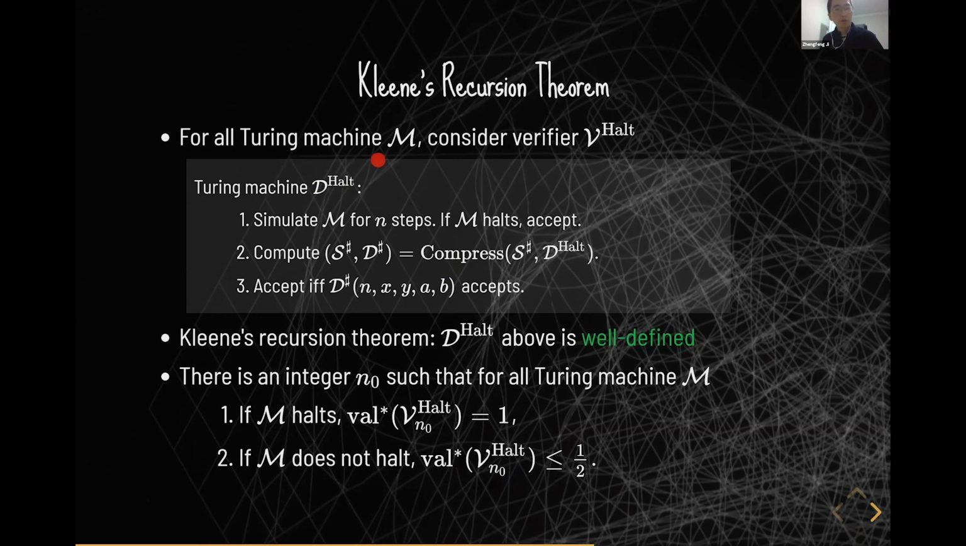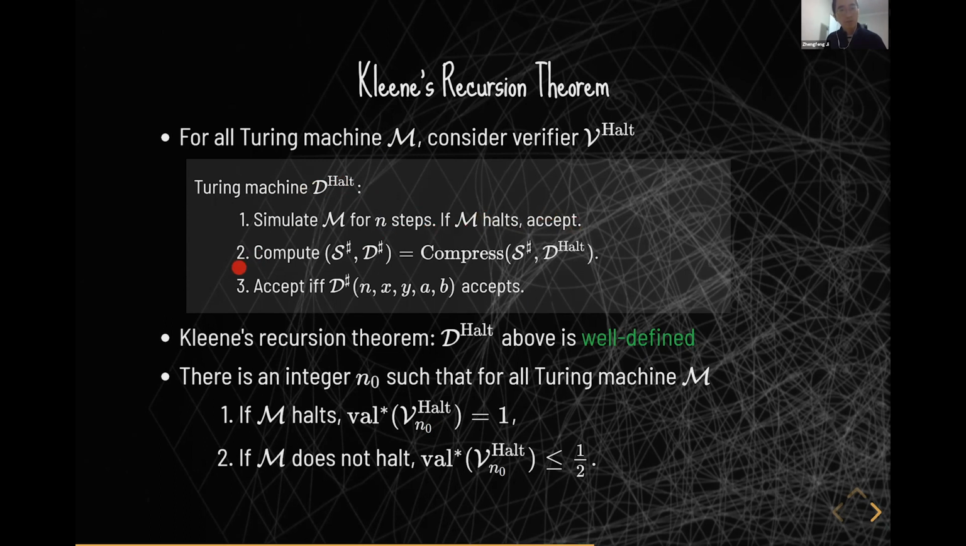So basically what we want to prove is, given a Turing machine M, I want to know whether the Turing machine M halts, terminates or not. So this is how we define the corresponding game for this Turing machine M. We define a Turing machine called D halt. D halt will simulate this Turing machine for n steps. And if M already halts, then the Turing machine D halt would accept. Otherwise, you don't know whether M halts or not.